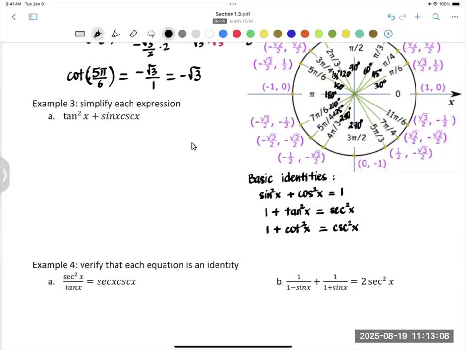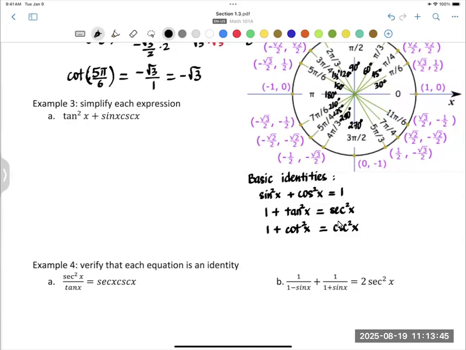Simplify the expression. When you simplify an expression or prove or verify a trig identity, you usually need some basic identities that are helpful, which are the Pythagorean identities. The first one is sine square plus cosine square equals 1. And then 1 plus tangent square equals secant square. 1 plus cotangent square is equal to cosecant square. You will need these identities in order to simplify the expression.